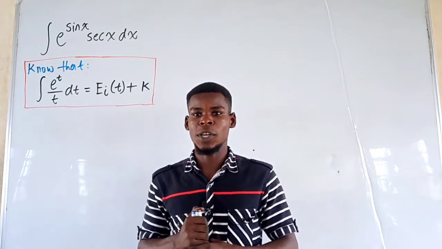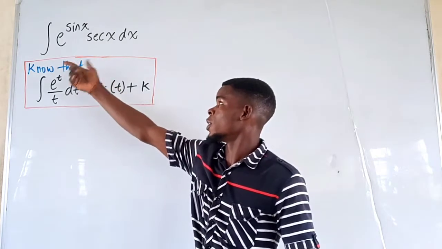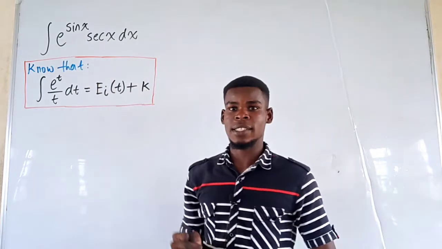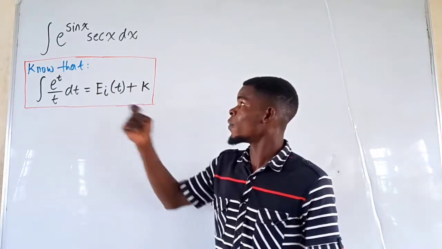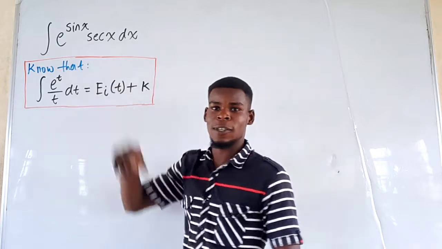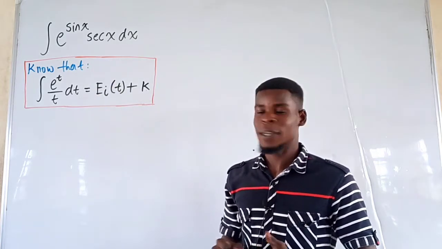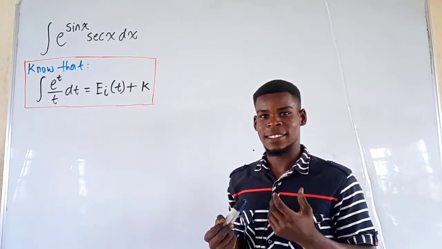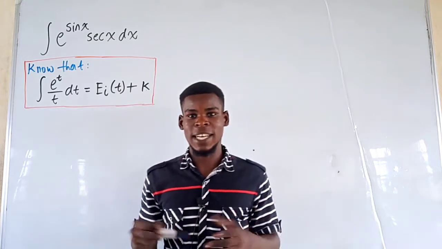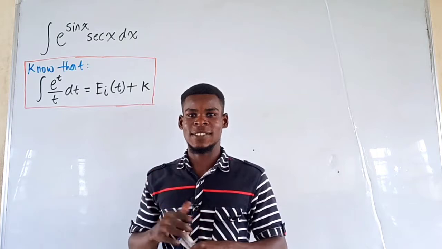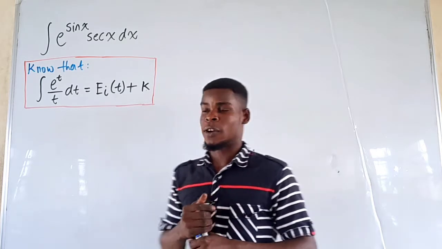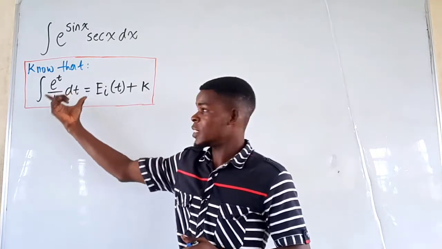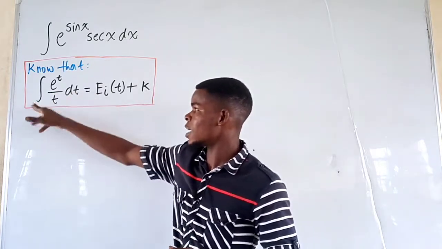Now in this video, we want to integrate this very complex function, the exponential of sine of x times secant of x dx. So we want to find the antiderivative of that function. Anyway, this is not very simple, but it is very nice. It is quite fun.